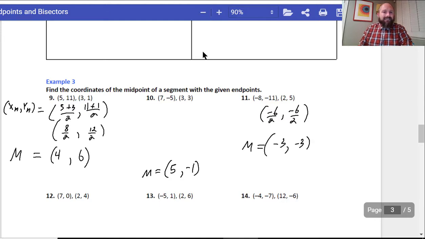I did the exact same thing. I just didn't show the work right there. So this formula, you add the x's, divide by 2. Add the y's, divide by 2. All right, go ahead and do 12, 13, and 14 for some homework.